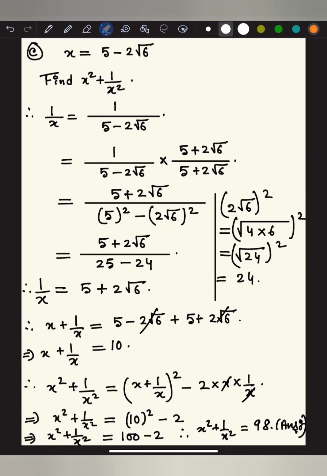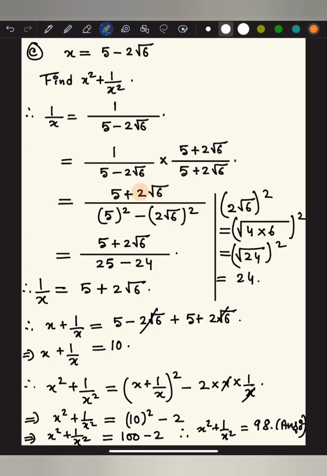We are given x equals 5 minus 2 root 6, and we are asked to find the value of x square plus 1 by x square. So first of all we need to find the value of 1 by x. So 1 by x equals 1 by 5 minus 2 root 6. Now we need to rationalize this. So for that we will multiply both numerator and denominator by the conjugate of 5 minus 2 root 6, which will be 5 plus 2 root 6. So that is what I have done.